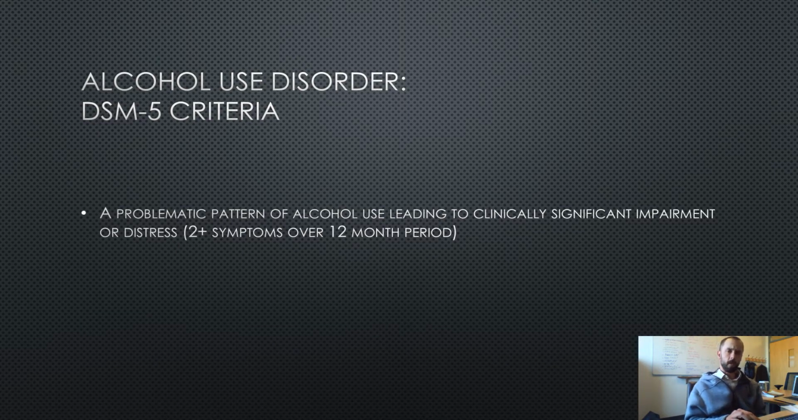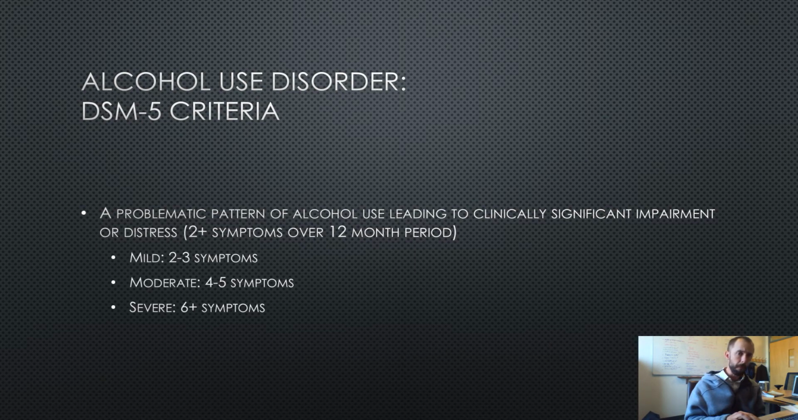So what is alcohol use disorder? Well, it's just a problematic pattern of alcohol use leading to some sort of impairment or distress. So again, using alcohol in such a way that it causes a problem for you, causes pain or causes dysfunction. And you have to have 2 or more symptoms over a year period. The way it works is it can be mild, moderate, or severe. If you have 2 to 3 symptoms, you're mild. If you have 4 to 5, you're moderate. And if you have 6 or more, you're severe.